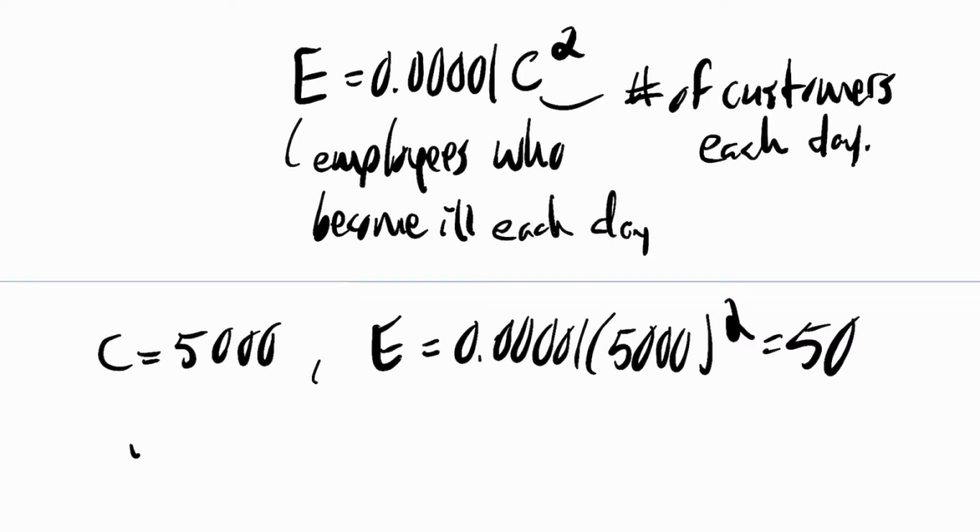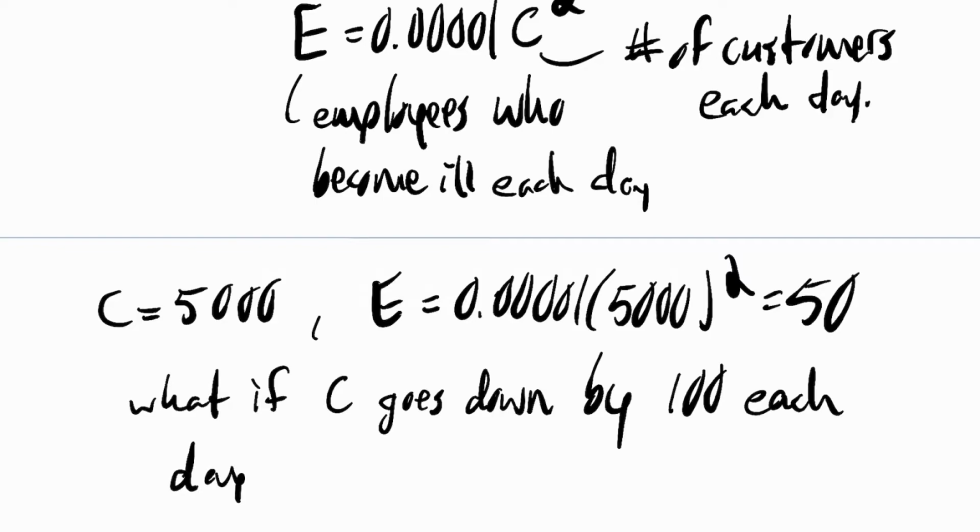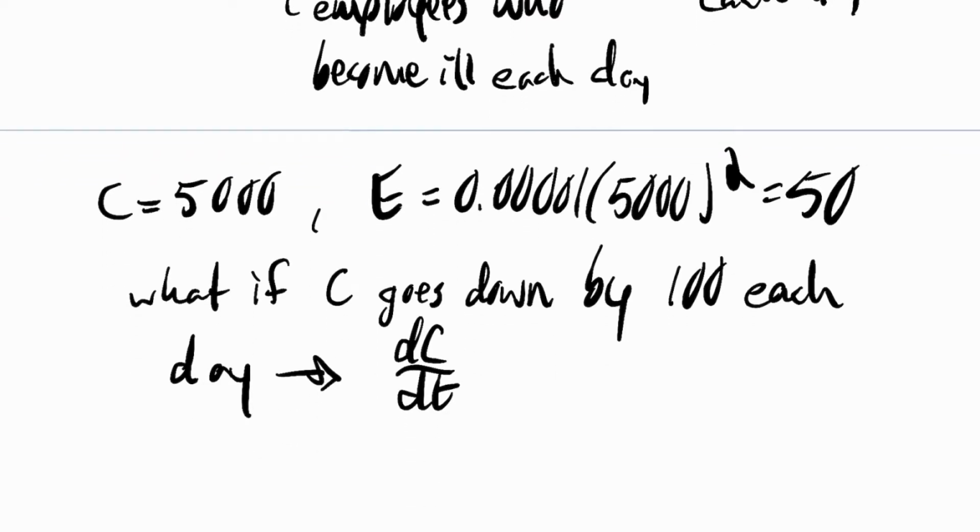Well, what if the number of customers goes down by, let's say, 100 customers each day? C goes down. Okay. Well, that can be represented as dC/dt, the rate of change with respect to time, the derivative of the number of customers as a function of time. That's going to be negative 100. It's going down by 100 each day, and we'll say that t is in days.